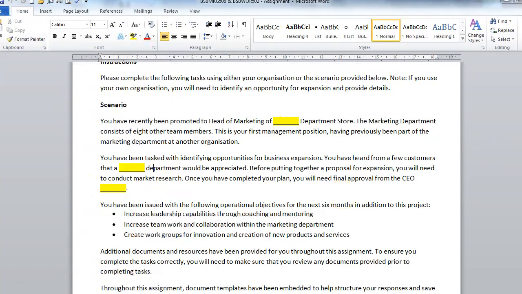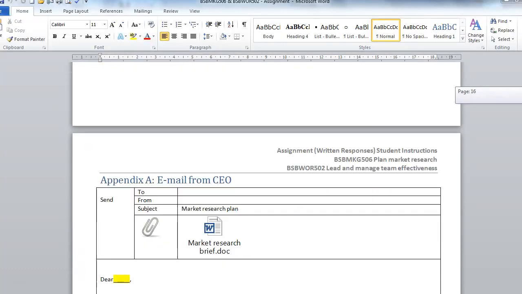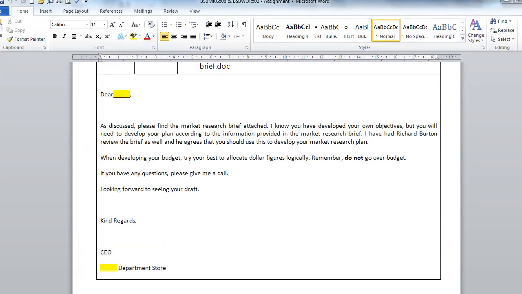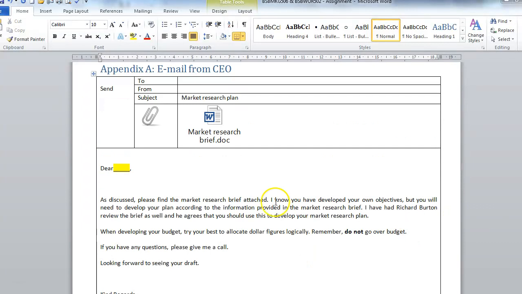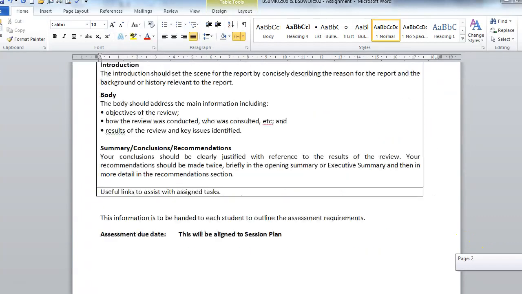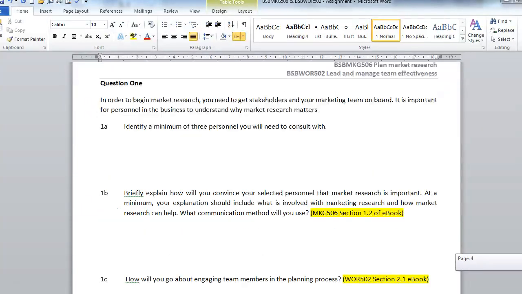So that's the 3 things you need to do. And just to keep it consistent, if you scroll right down to the bottom, there's an email from the CEO. So it's dear and then your name. And then from the CEO, so make sure you name your CEO, what you did up above, and then make sure you put in the department store name there. What they've done is they've given you a market research brief document, and this has some information in there, but I don't think we need it right from the start. So we'll go back up to the top. Cool. So we'll go on to question 1.